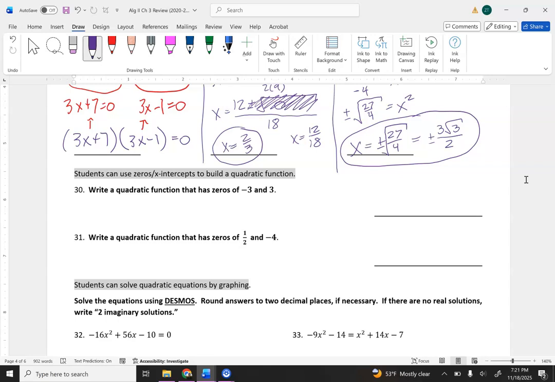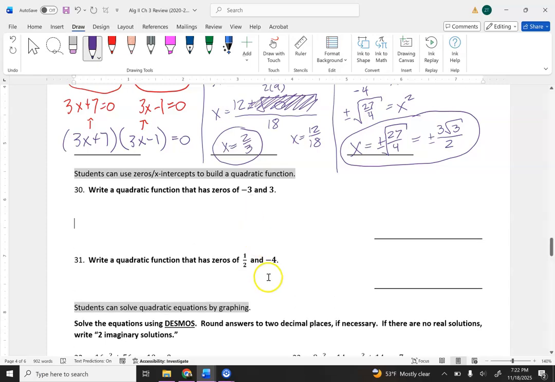So number 30 and 31 basically ask us to do the exact opposite of what we've been doing. Rather than giving us a quadratic function and telling us to find the zeros or find the solutions, they give us the zeros, they give us the solutions, and they say build the equation. So this is actually pretty easy. Anytime the zeros are integers, this is really, really easy, because each of these values, the -3 and the 3, had to come from a parenthesis.